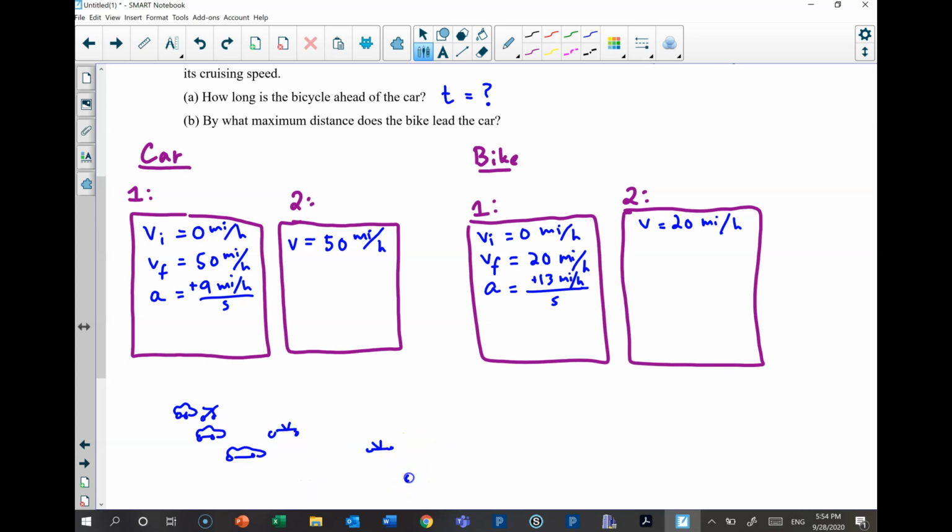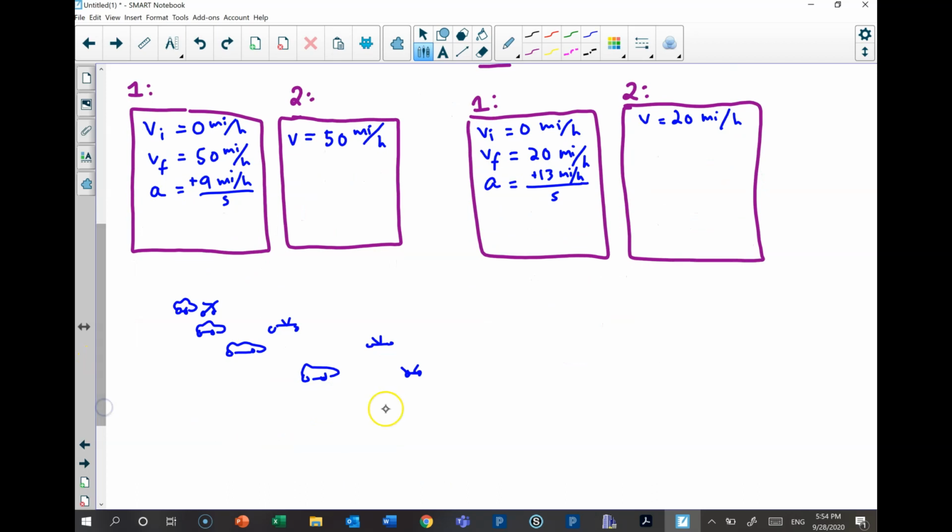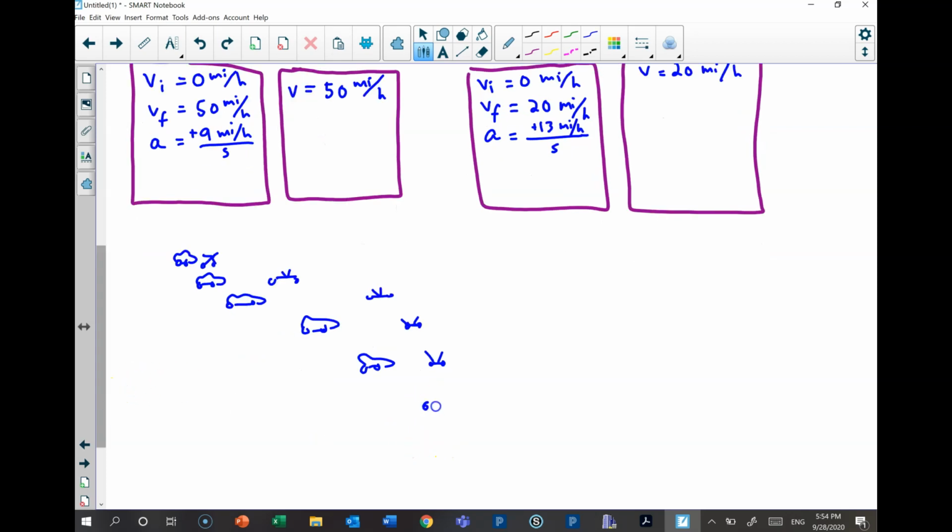So after a little bit more time, this is going to be really inaccurately drawn, but this is sort of what's happening. Here's a little time later. Here's a little more time later. You can see the car is closing in, and eventually the car has caught up, and the bike and the car are passing each other. So the question is, are there any quantities that are the same for the two vehicles? Well, yeah, definitely. The total displacement is the same.